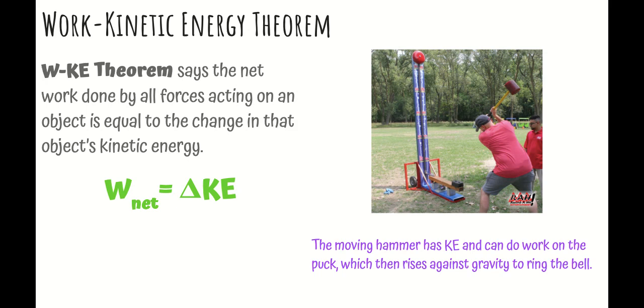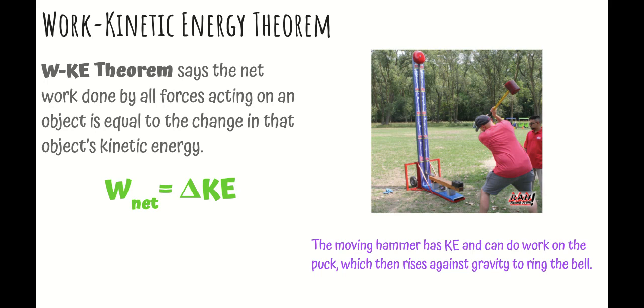Then we come to the work kinetic energy theorem. We talked about this a little bit before, how the work was going to come into play here. The work kinetic energy theorem says that the net work done by all forces acting on an object is equal to the change in that object's kinetic energy. So if you know the change in energy, you know the net work done, and vice versa. If you are able to calculate how much work was done, you also then know how much kinetic energy has happened. That's why they both have the same units. They're both measuring the same thing.